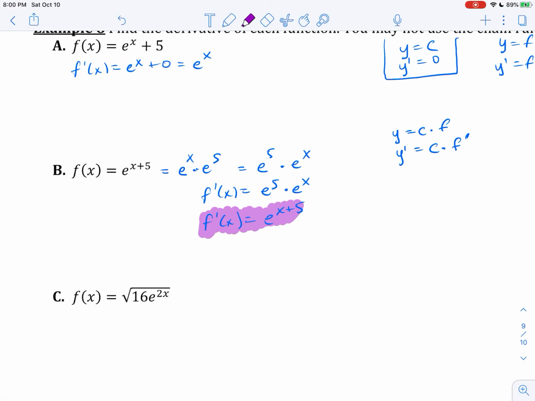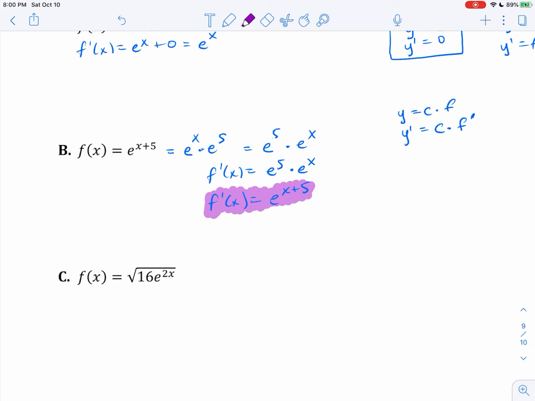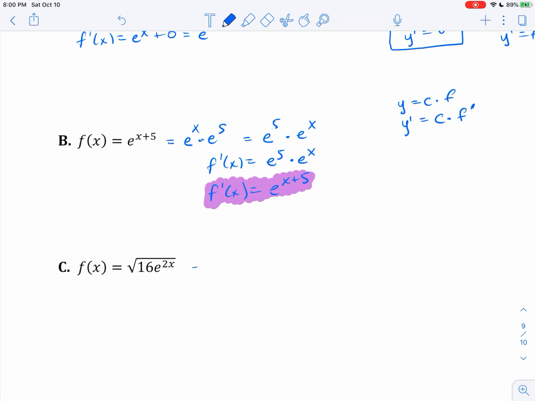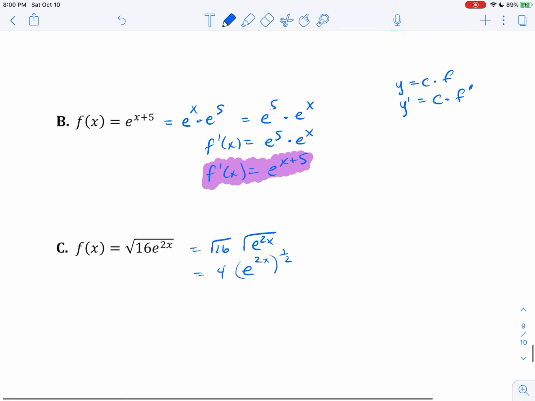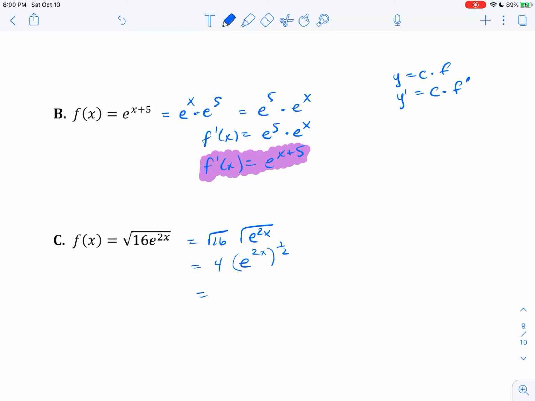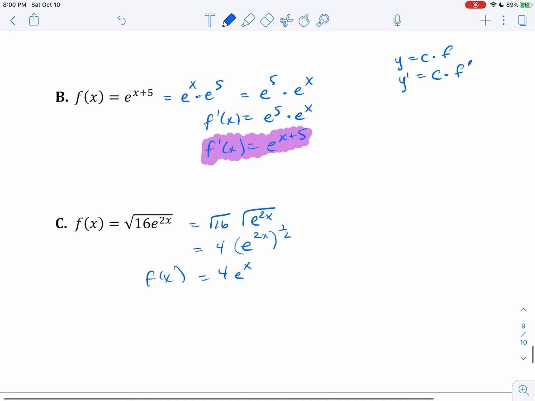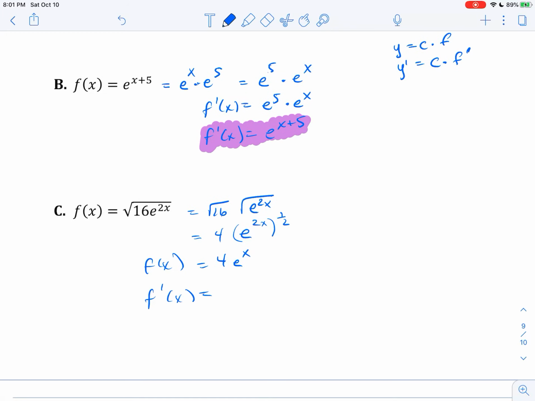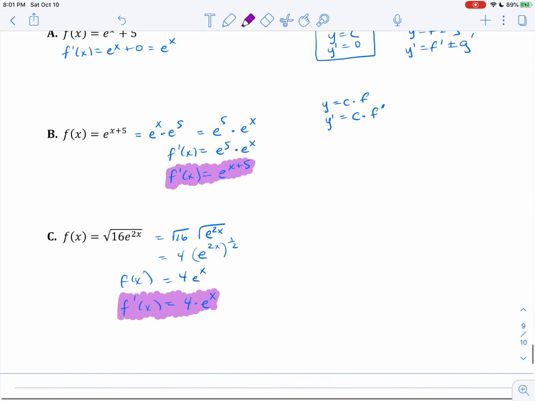All right, I'm looking at f of x equal to the square root of e to the 2x. Using my radical rules, this does equal the square root of 16 times the square root of e to the 2x. That's going to be 4 times e to the 2x raised to the 1/2 power. And using more exponent rules, that does just equal 4 e to the x. And my derivative here is going to be the constant times the derivative of that function, and that is 4 times e to the x. That's not so bad, right?